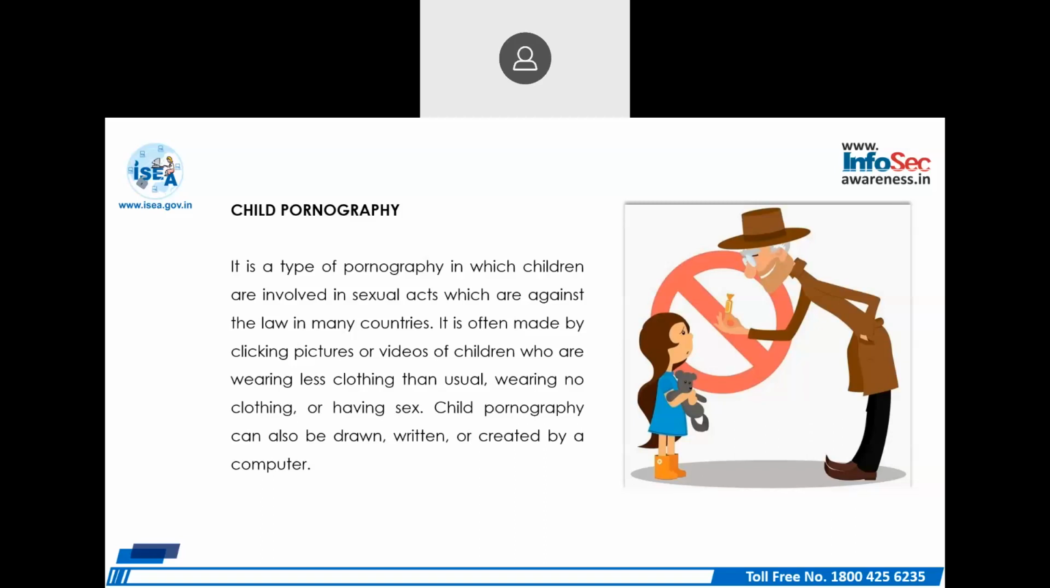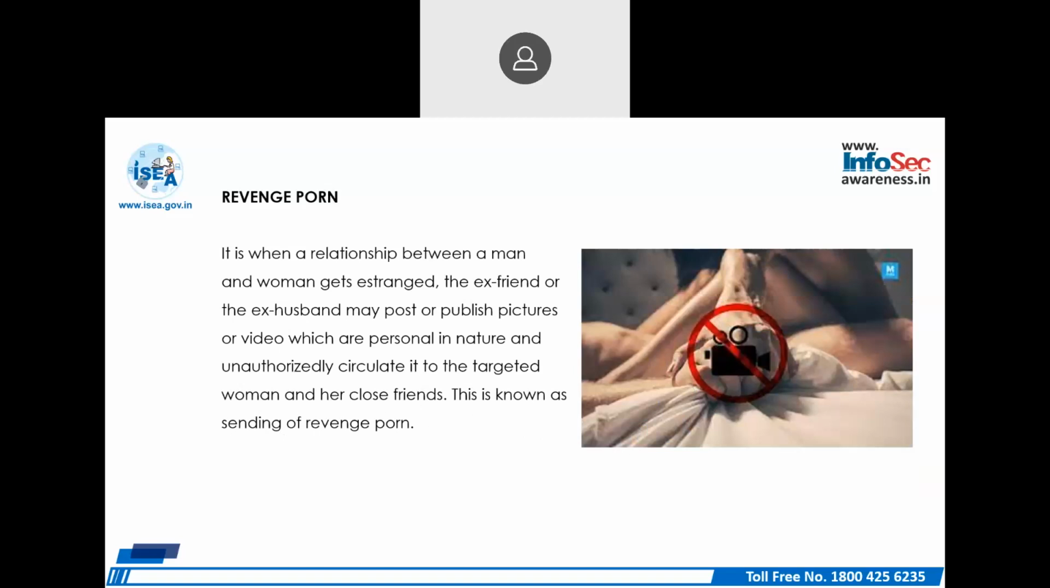So make sure to report it and be a responsible citizen, because something which is happening with another person today can happen tomorrow with you also. Next thing is revenge porn, which I already told you.